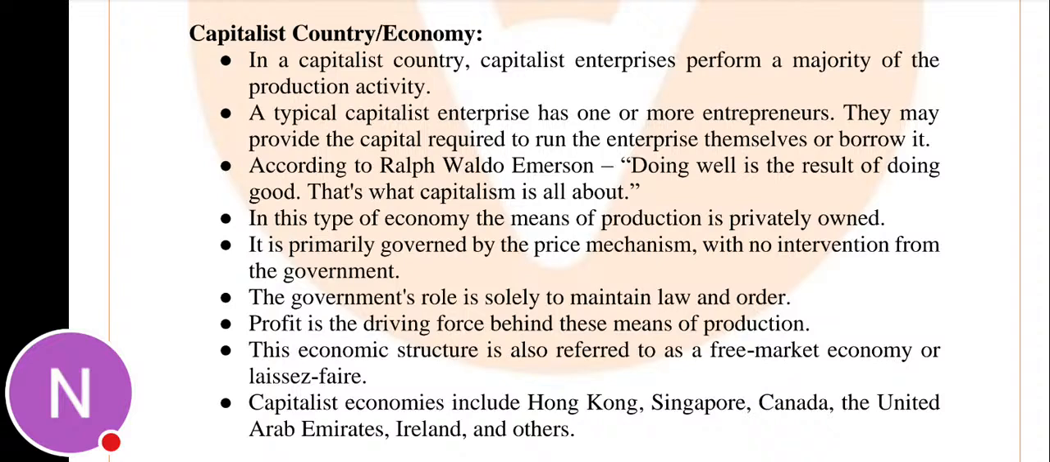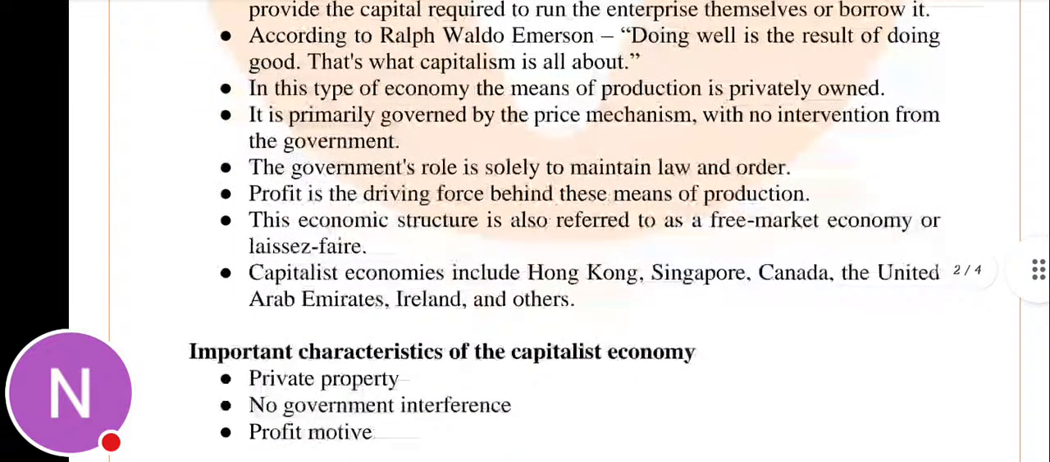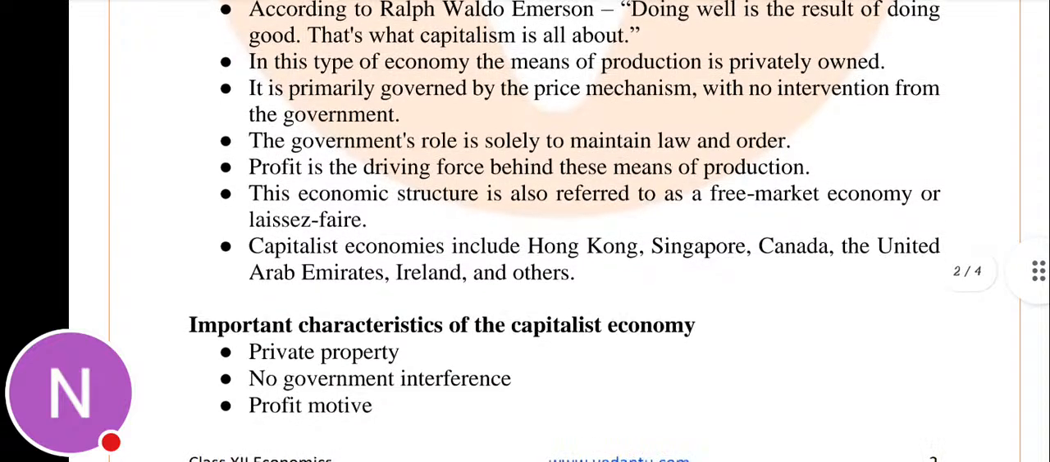These are the words Ralph Waldo Emerson said about capitalism. In this type of economy, the means of production is privately owned, and profit is the driving force behind these means of production. This economic structure is also referred to as a free market economy or laissez-faire. Capitalist economies include Hong Kong, Singapore, Canada, the United States, the United Arab Emirates, Ireland, and many other countries also come under this.